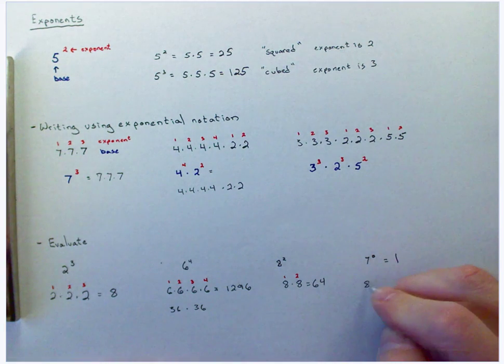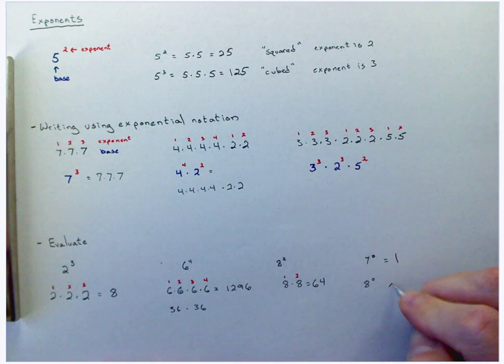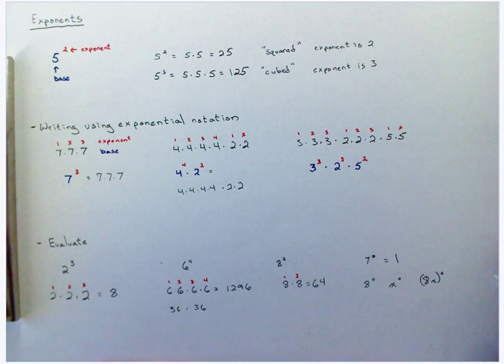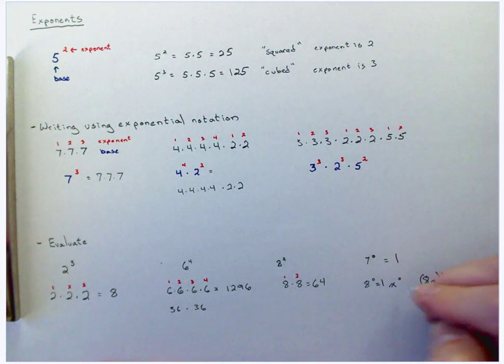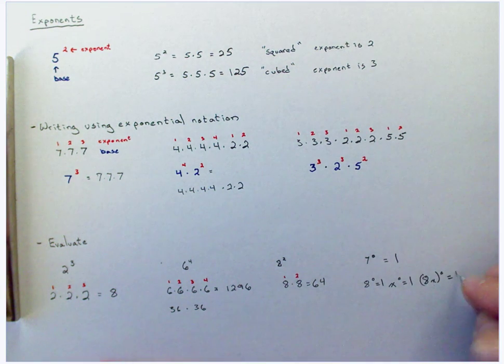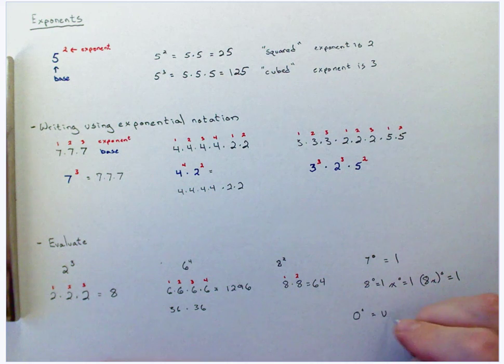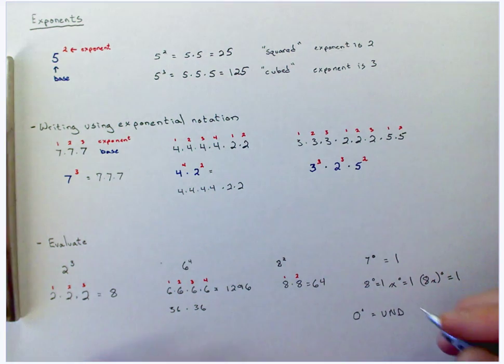So if I have 8 to the 0, if I have x to the 0, if I have 8x to the 0, they all equal 1. Anything to the 0 power equals 1, except 0 to the 0 power, and it is what we call undefined.